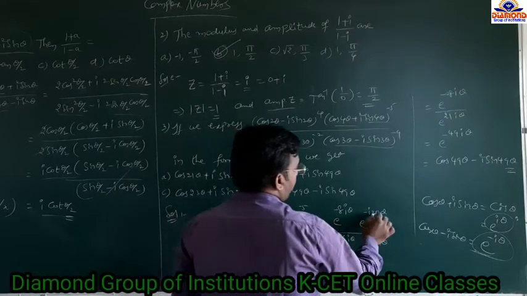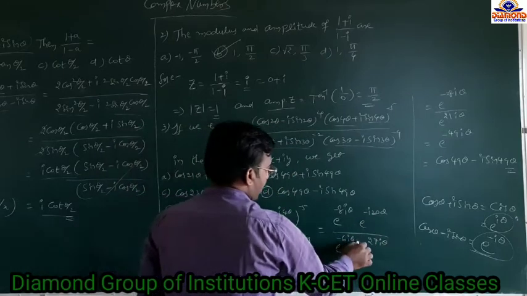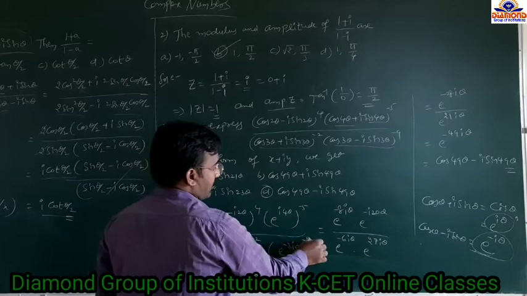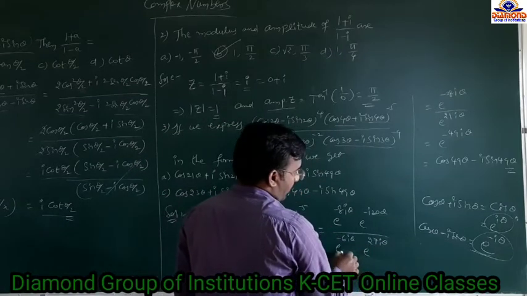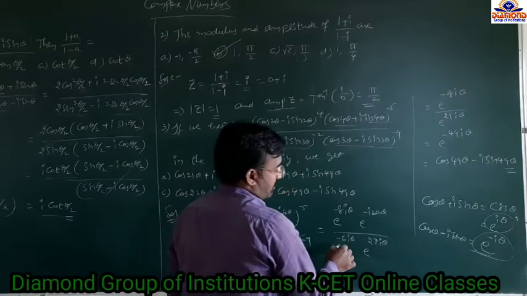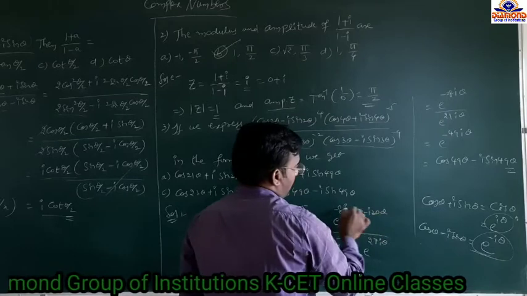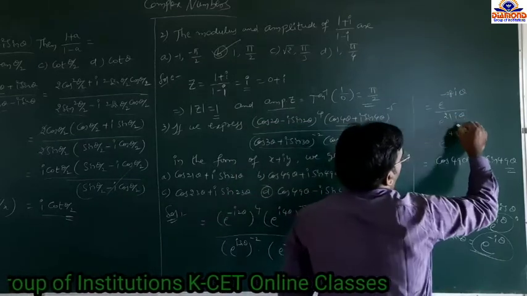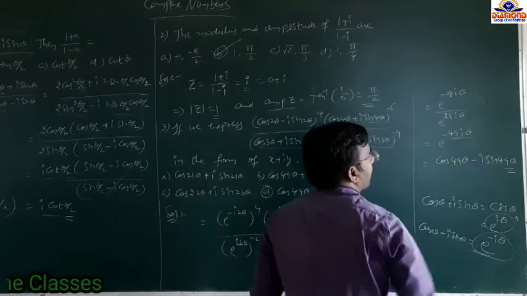So e power minus i 20 theta by this one, 3 into minus 2 is minus 6, so minus 6 theta. Next here, minus 3 into minus 9 is 27, so e power 27 theta. If you add the powers, 27 minus 6 is 21 theta. In the numerator, minus 20 minus 8 is minus 28. So coming to the numerator, you get e power minus 28 minus 21, minus 49 i theta.